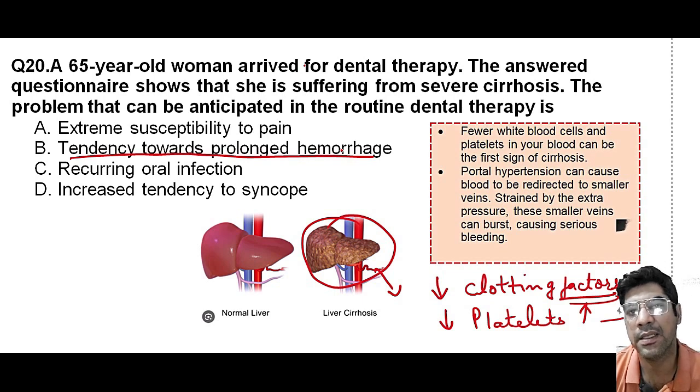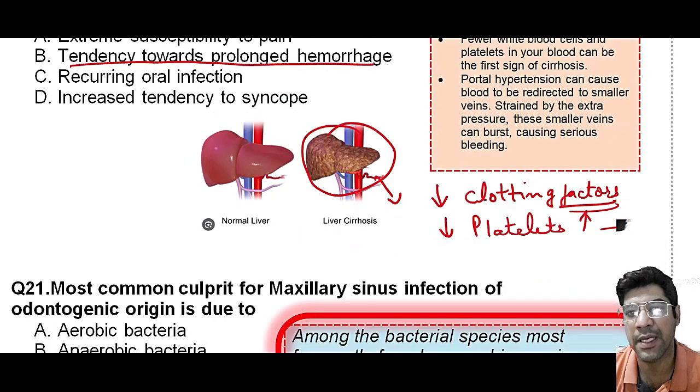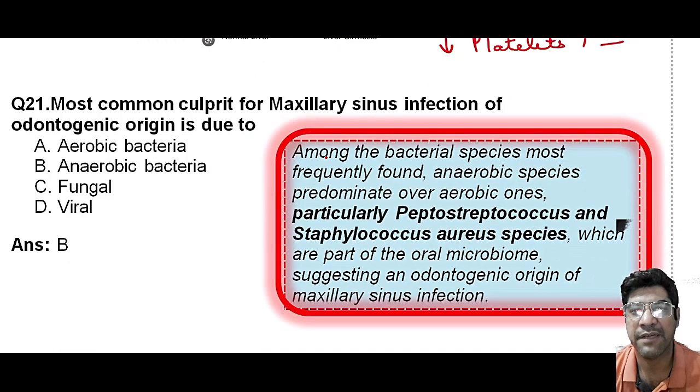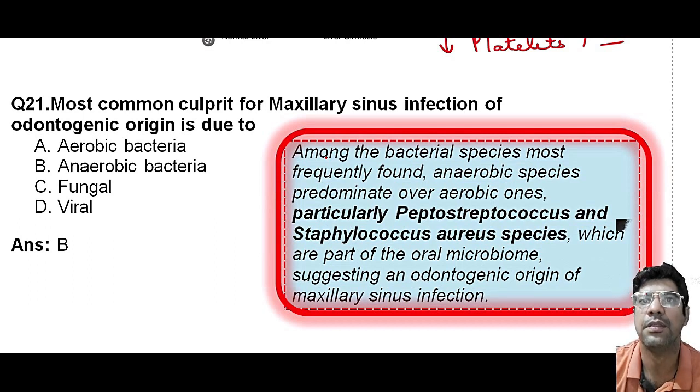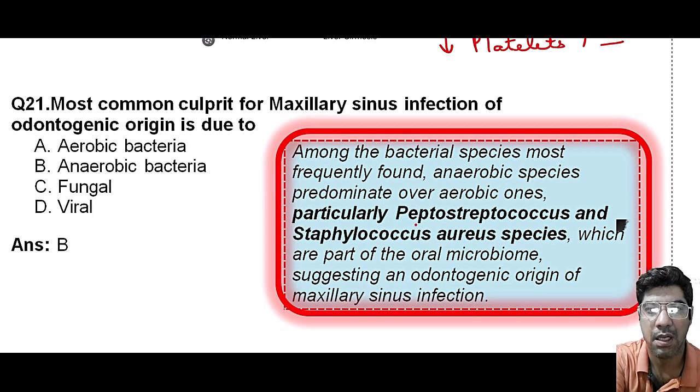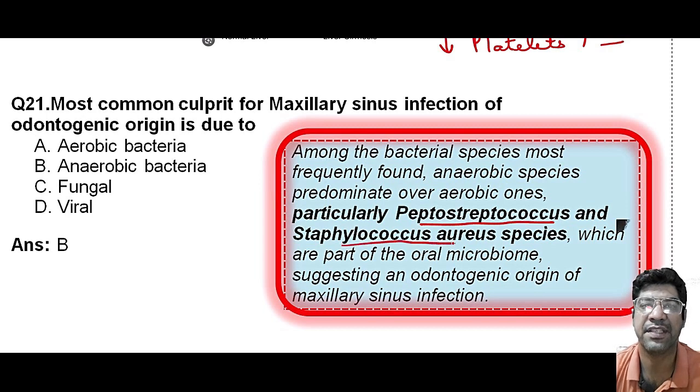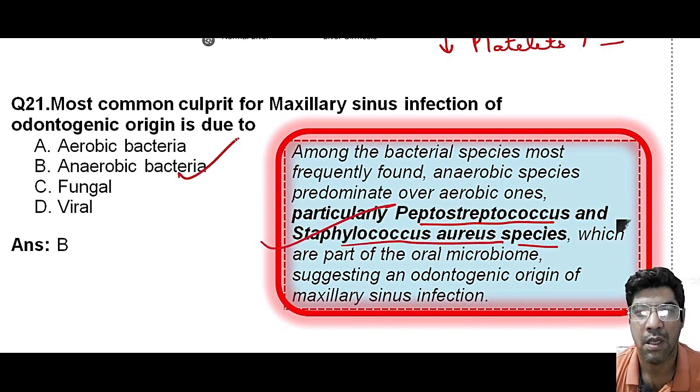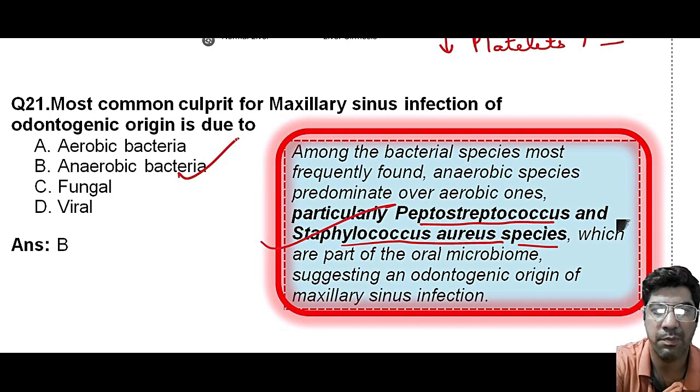Routine dental therapy like extraction and periodontal treatment can lead to bleeding, and in a patient with cirrhosis, this bleeding tendency is of particular concern. The most common culprit for maxillary sinus infection of odontogenic origin is anaerobic bacteria. The bacteria mostly associated are the Streptococci and Staphylococcus aureus species. So the answer is B.